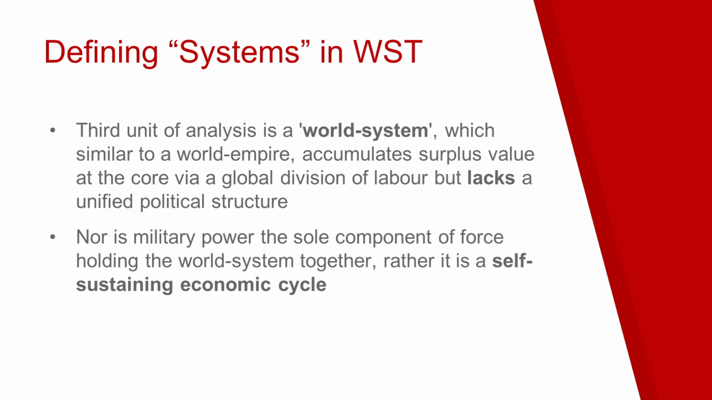Here we have the same kind of economic system, the extraction of surplus value from the periphery and accumulation of value and profit in the core, but on a global scale. Because it's a global scale, there is no unified political structure. We don't have a global empire or a single global state. The political structure is fractured, but it's enough to keep the economic functioning of the global world system functional. So you still have the extraction of value, you still have the accumulation of profits within the core, and you still have a self-sustaining economic cycle, even though the political governance is split amongst different countries and different political entities.